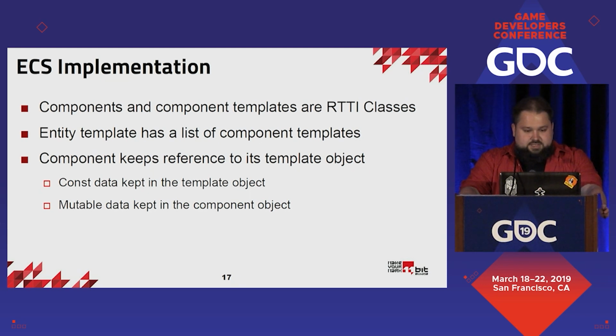Components and component templates, as I mentioned earlier, are RTTI classes. Entity template has a list of component templates that are inside this entity, and component keeps reference to its template object. So constant data is kept in the template object, and the mutable data is kept within components. Of course, via the serialization, it can be saved as a safe game state.